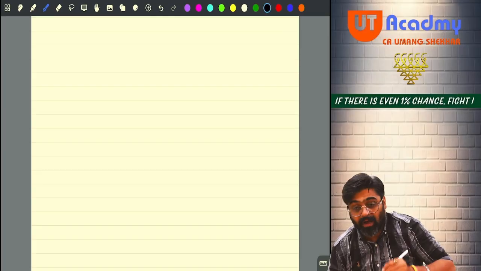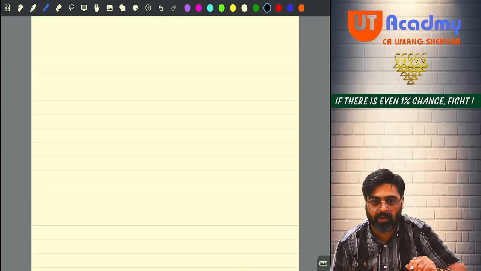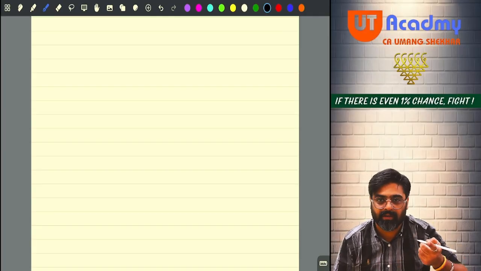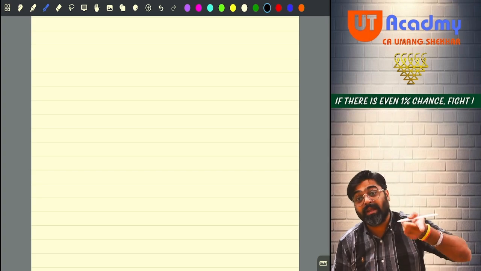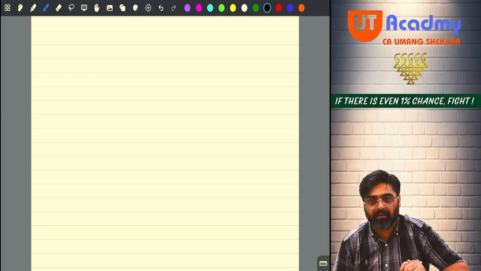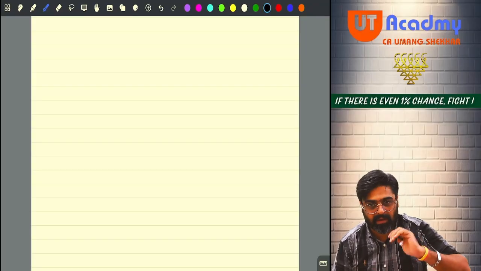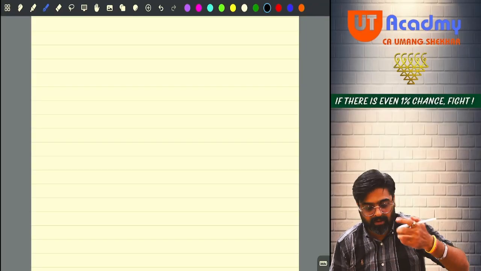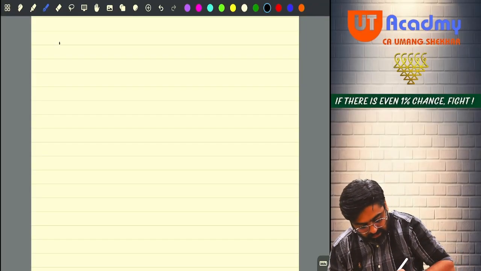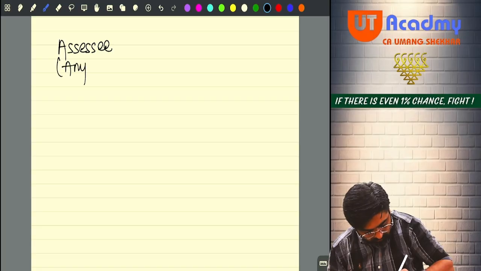What used to happen? A mischief used to happen. I'll tell you what used to happen. Then you'll understand what this section is and why this section says what it says. What mischief used to happen? I'll tell you. I'll write it down and keep on explaining. Wait. See, this is an assessee. Assessee can be any person.